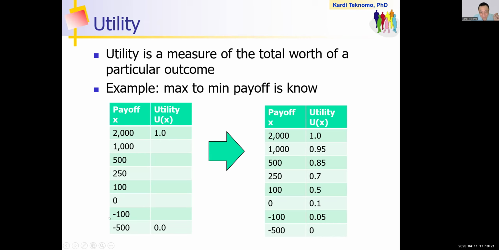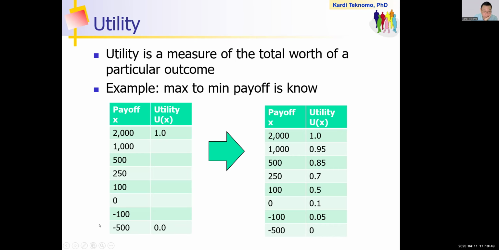Now what happens if you lose 100? Of course not 0, so say 5%, like that. If you get 0, not winning, not losing, then of course this must be a little bit bigger than losing, right? So make it 10% and so on. So you can fill up all of these numbers.